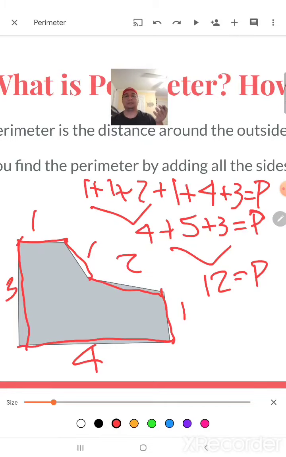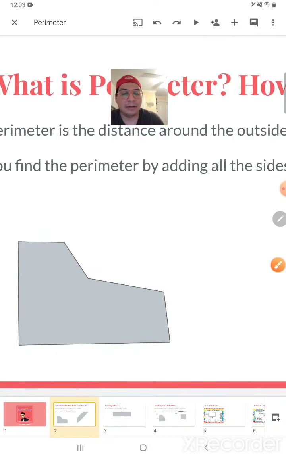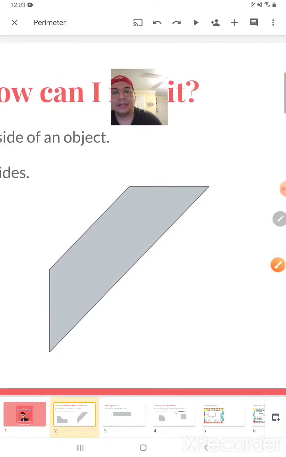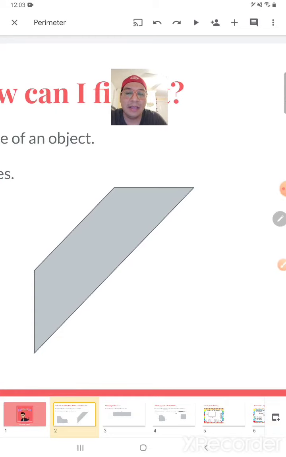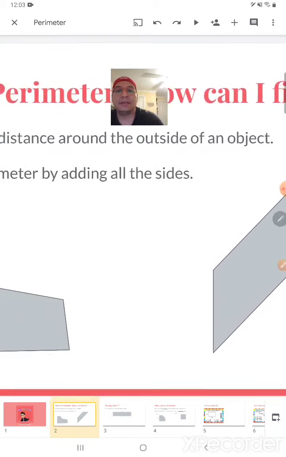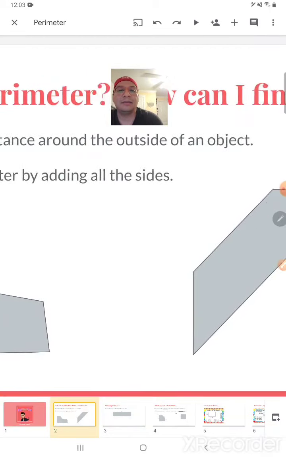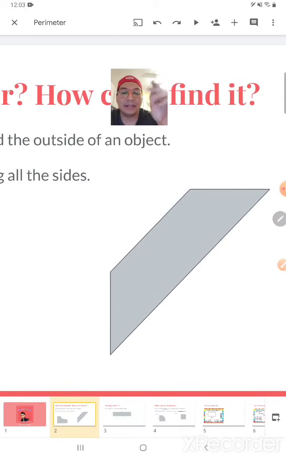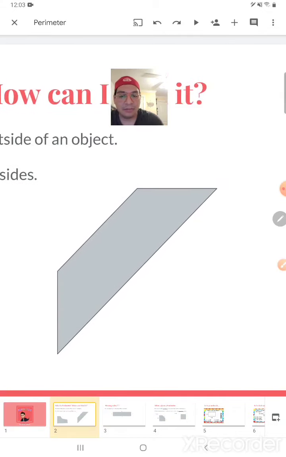Simple, right? Straightforward. Just add the sides together and you get your perimeter. So let's go ahead and do the other shape next to it, so I can give you another example of how you would find perimeter. Let me clear it. Let's move over. Once again, this is an object. Perimeter, remember, is the distance around the outside of an object, not the inside, but the outside of the object.